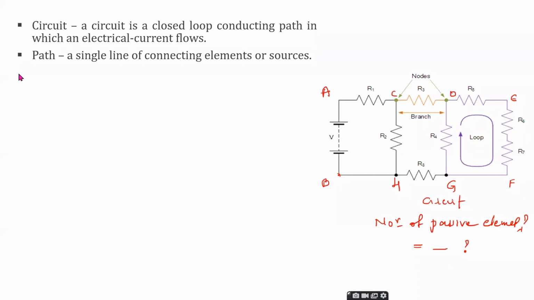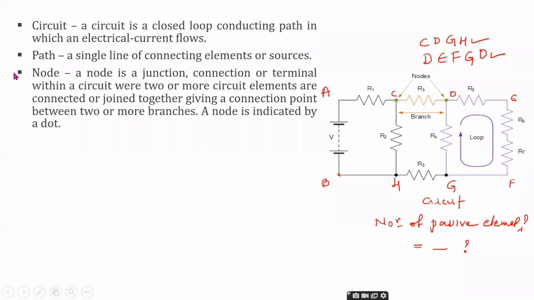Okay, I hope you have understood what you mean by path here. A, C, D, E, F, G, H, B, back to A. It is one line. It is one path where all elements or sources are connected. And also A, C, H, B. It is also one path where elements and sources are connected. And also C, D, G, H is also one path, or else D, E, F, G, back to D is one more path, and so on.